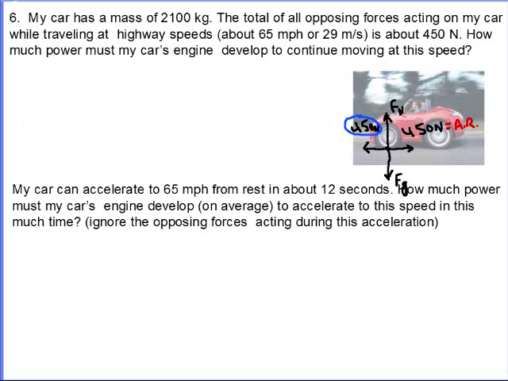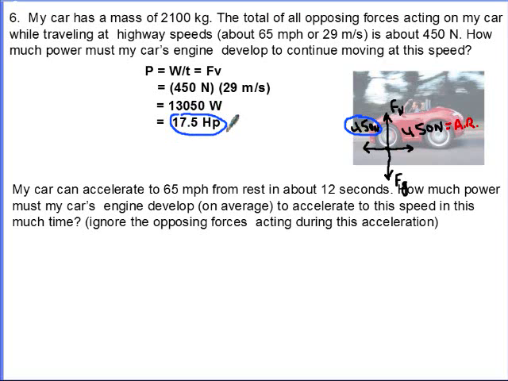So what I'm going to do for this problem is, again, choose whether or not I use power as work over time or force times velocity. In this case, since I know the force that is acting and I know how fast I'm moving, 29 meters per second, I'm just going to determine power by multiplying force times velocity. And when I multiply those together, I get that the amount of power that my engine has to develop is about 13,050 watts, or that's about 17.5 horsepower. So I don't need an incredibly large engine to be able to move down the highway at highway speeds.